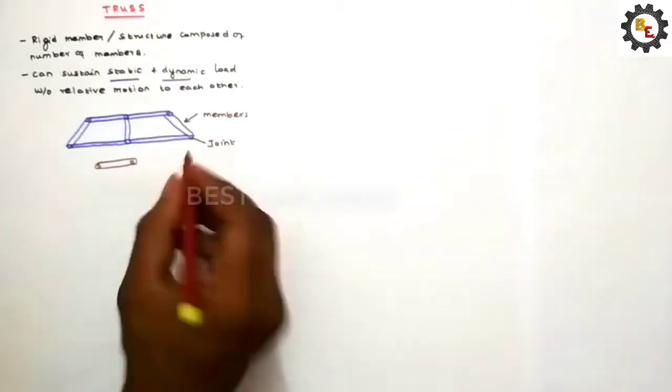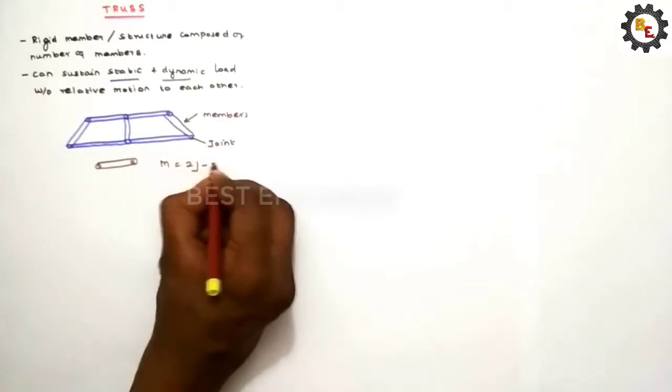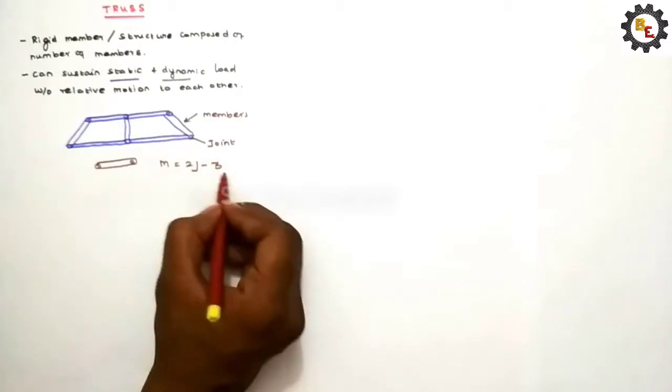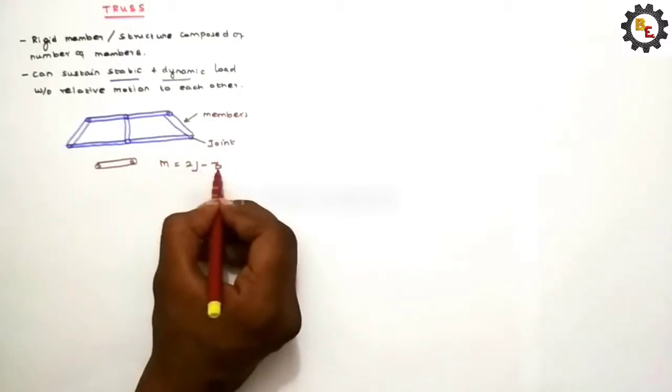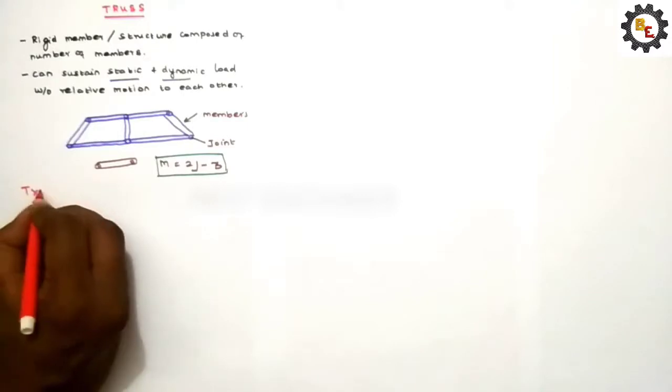Now this truss structure should satisfy the equation m equal to 2j minus 3. For a perfect structure, it should satisfy this equation. Number of members should be equal to 2j minus 3. This j is joint, m is member. Let's see the types of trusses.